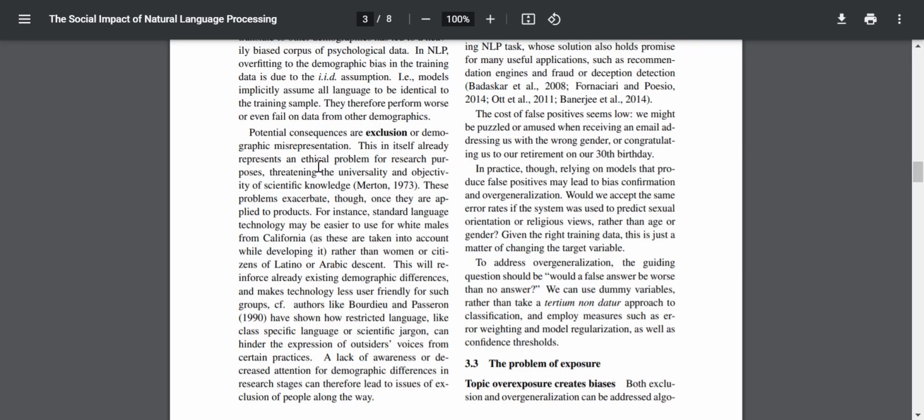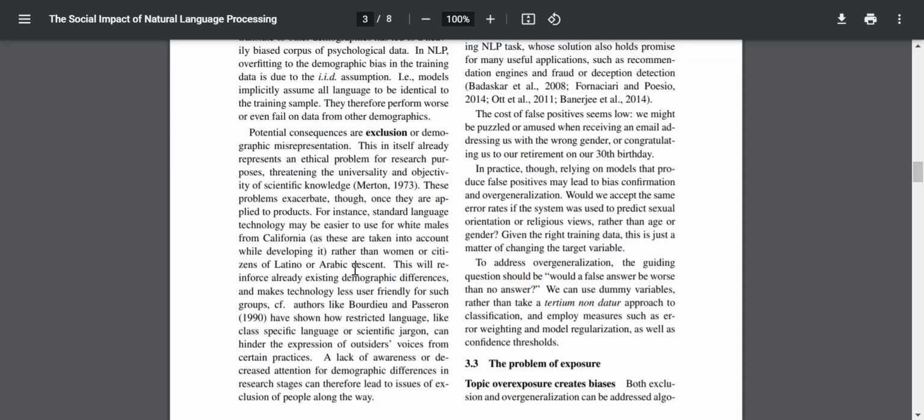Potential consequences of exclusion or demographic misrepresentation. This in itself already represents an ethical problem for research purposes, threatening the universality and objectivity of scientific knowledge. These problems exacerbate once they are applied to products. So what they're saying is this is already causing some problems of exclusion. As I discussed, suppose the model is biased towards standard American English and it flags African American English a lot, then the model is already making a systematic bias against one community. For instance, standard language technology may be easier to use for white males from California rather than women or citizens of Latino or Arabic descent. This will reinforce already existing demographic differences and make technology less user friendly for such groups.